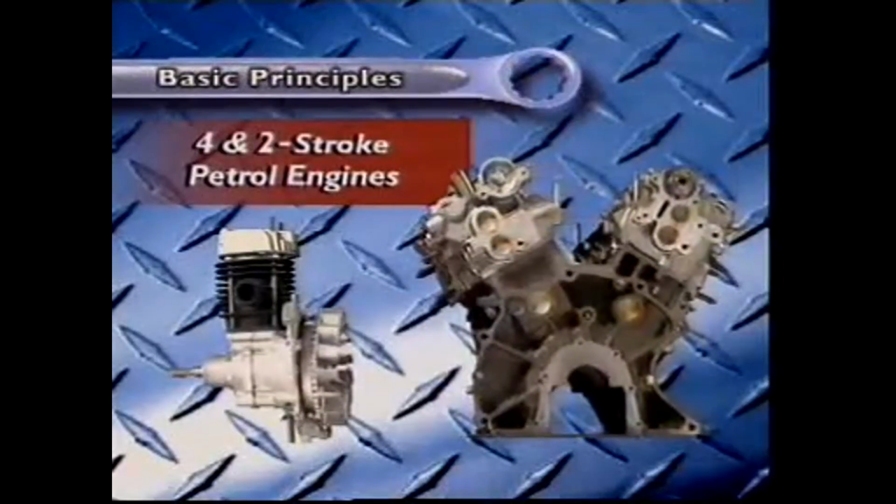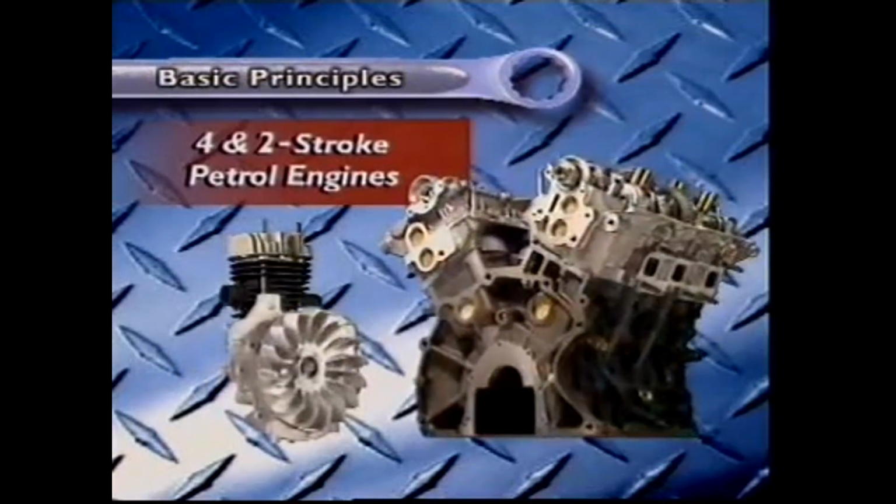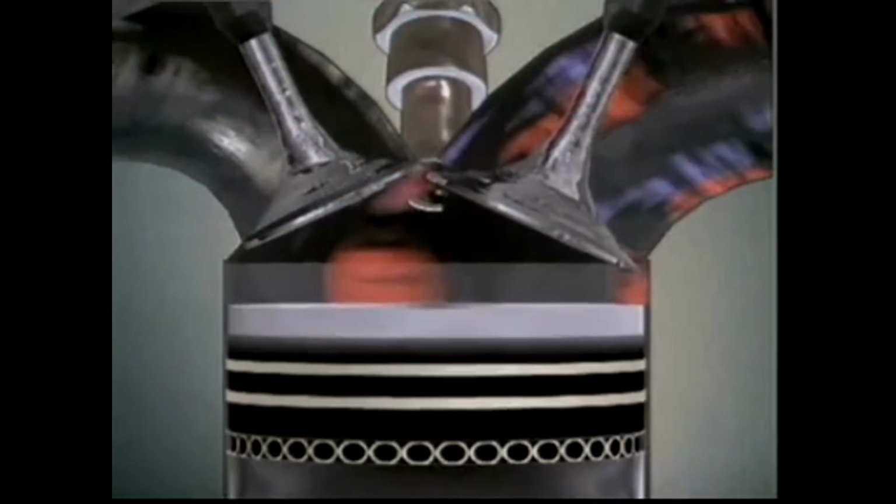Let's look at the basic principles of 4-stroke and 2-stroke petrol engines. This is a cylinder for a 4-stroke petrol engine. The first step is to get the air-fuel mixture into the chamber. Mixture enters through an inlet port that is opened and closed by an inlet valve. This is called intake. Next is compression.